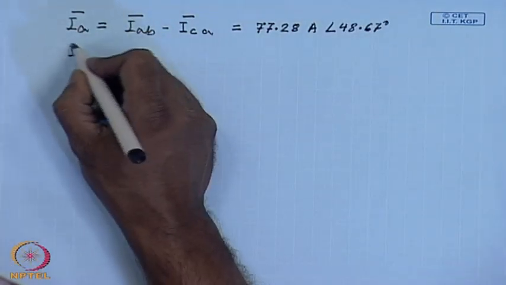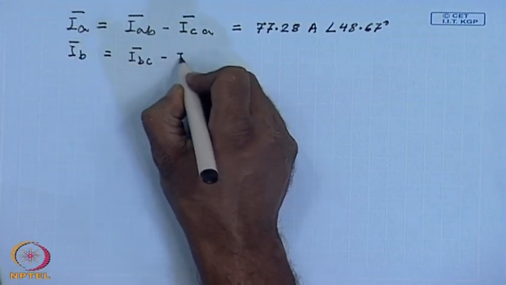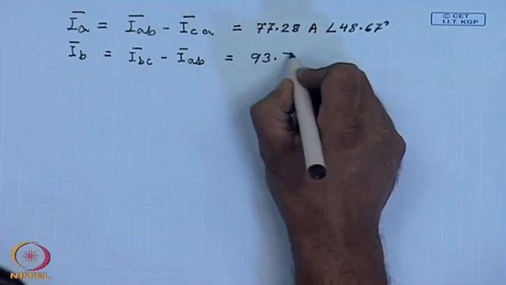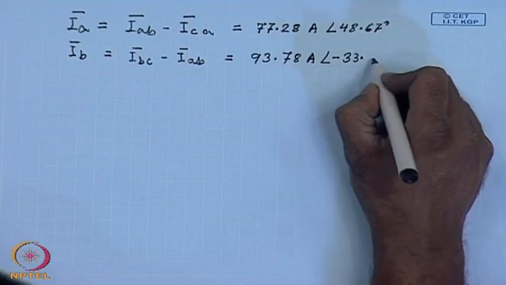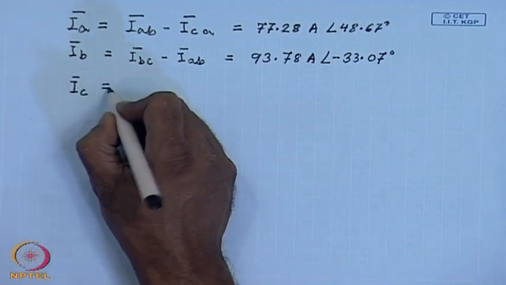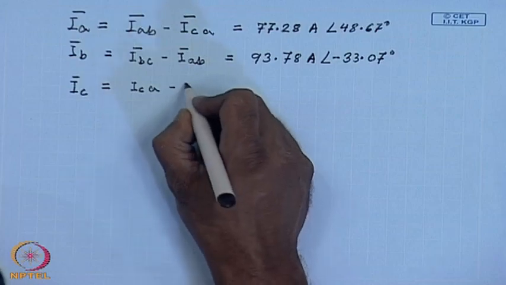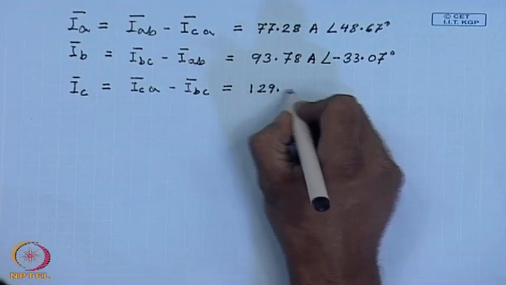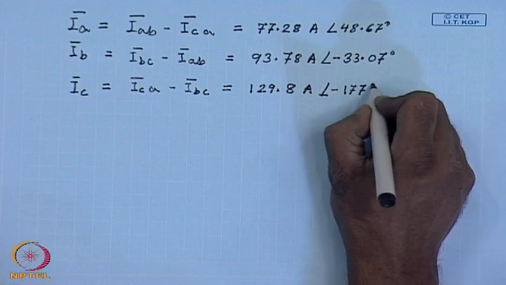I B equal to I B C minus I A B equal to 93.78 ampere, angle minus 33.07 degrees, and I C, line current I C, equal to I C A minus I B C equal to 129.8 ampere, angle minus 177 degrees.